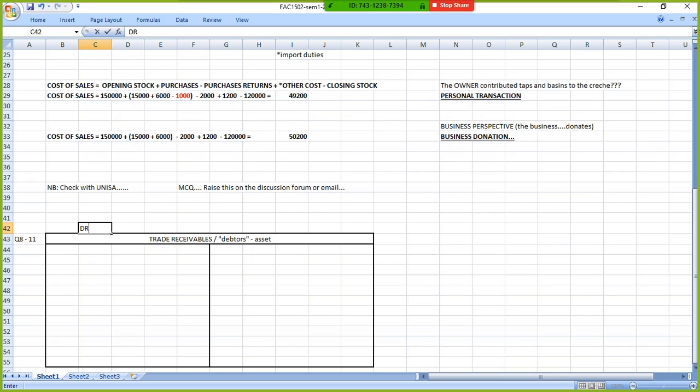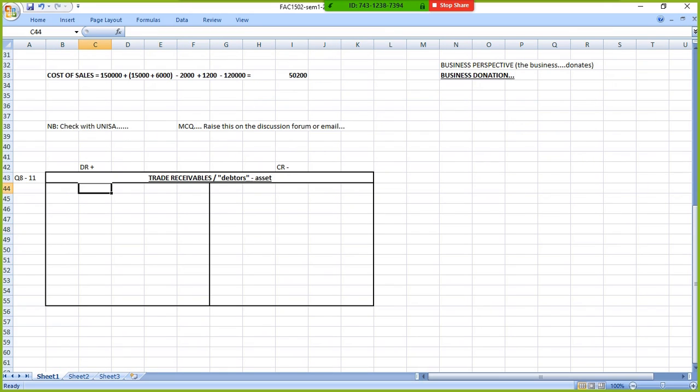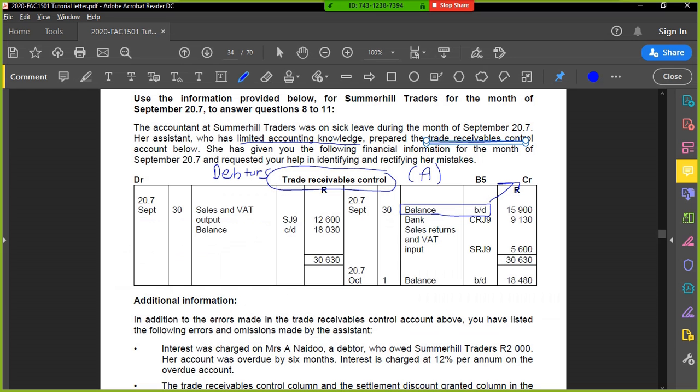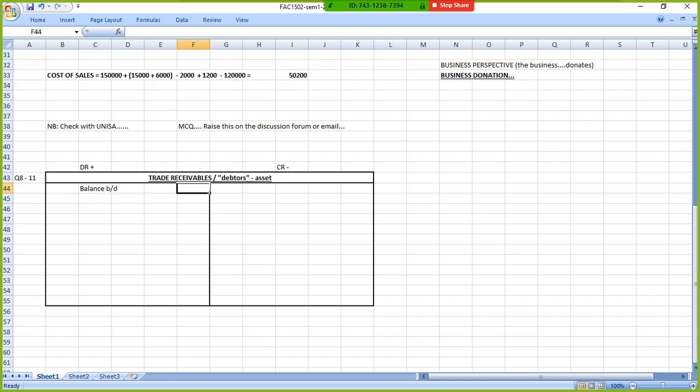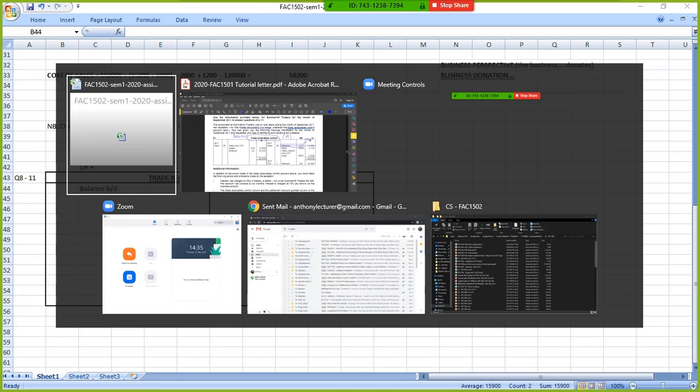Okay, I'm going to show the rule. Plus on this side, minus on that side. You've done that already. You know what you should do. So the first thing we need to do is obviously put a balance. Go back to the question: 15,900. Cross it off if you've looked at it, so you don't have to look at it again. 15,900 should have gone on that side of the account.